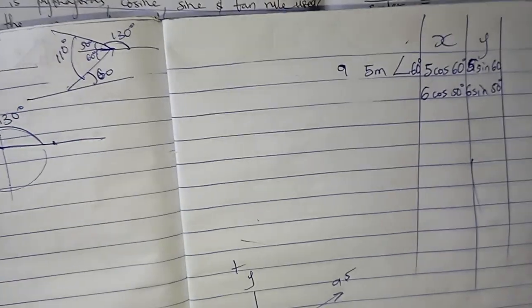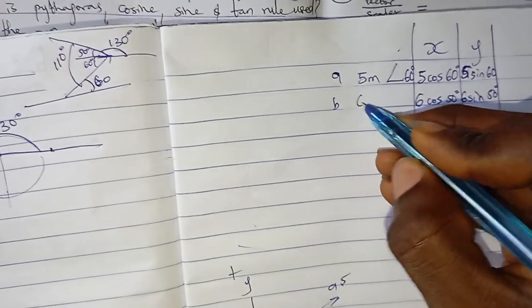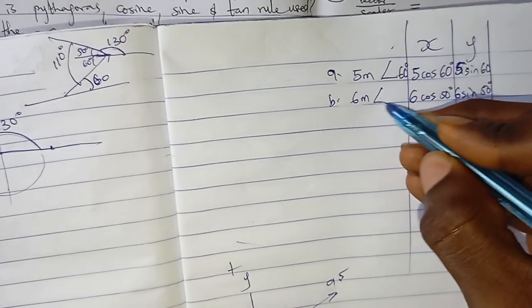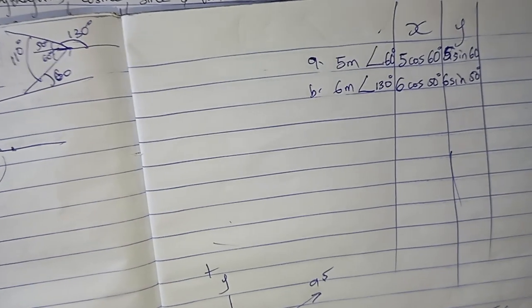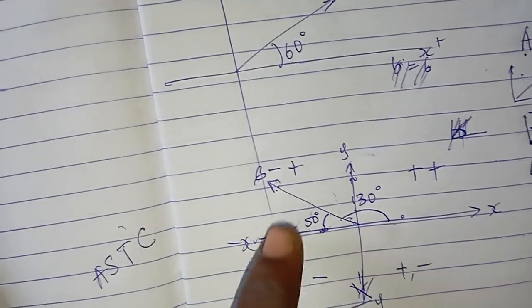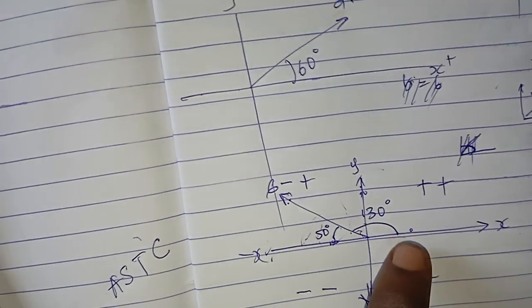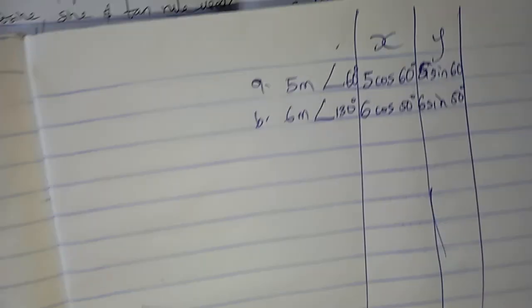So now that I've gotten this, remember that this is B, 6 meter at angle 130 degrees, and that angle 130 degrees, you know how we change it to 50 by doing this thing that we did. Angles on a straight line total 180, minus 130. So we now have this.